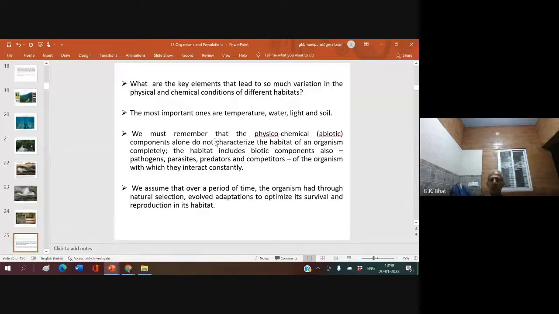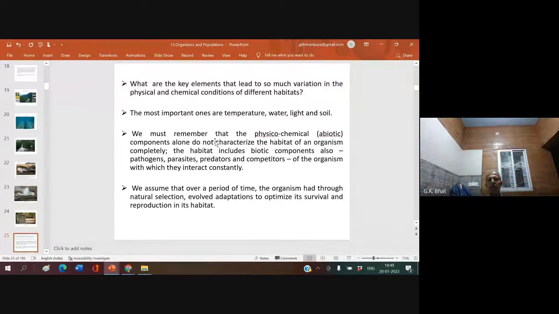What are the two major habitats? The entire Earth has two habitats, places of occurrence. One is land, the terrestrial habitat, and another one is water, the aquatic habitat. These are the two major habitats. And again, these can be divided into smaller and smaller habitats.